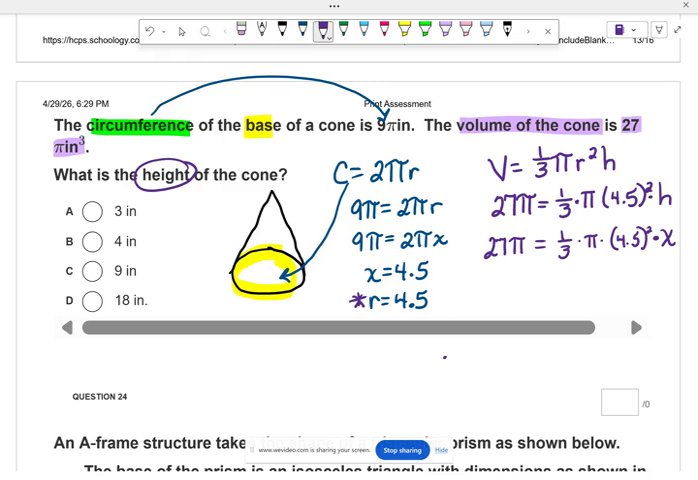And when I did that, I got x equals 4. Therefore, our radius, I'm sorry, y'all, I totally messed that up. Not our radius. What were we finding? The height equals 4. All right, and the height is 4. That would be answer choice B.